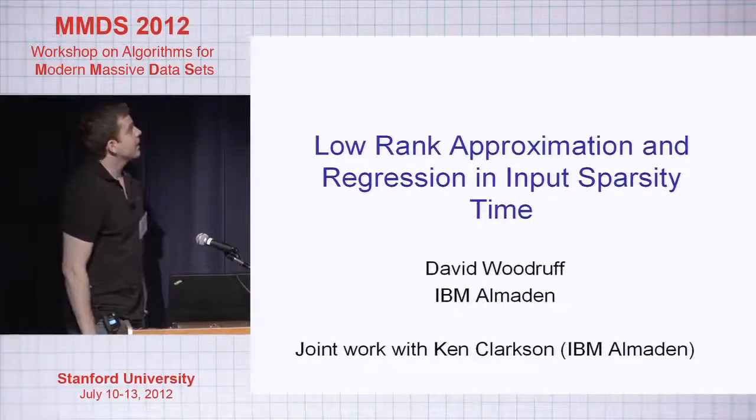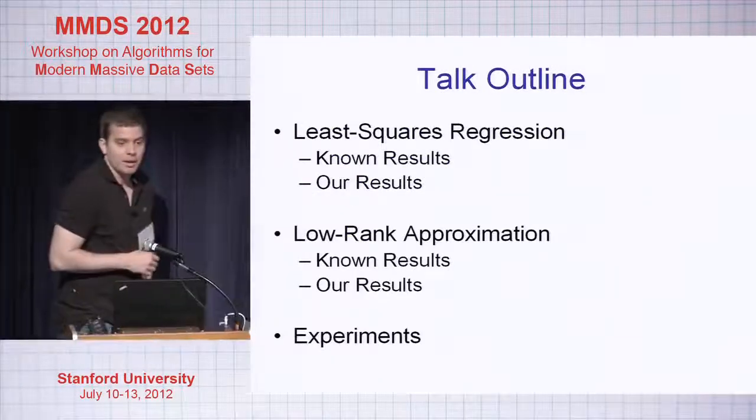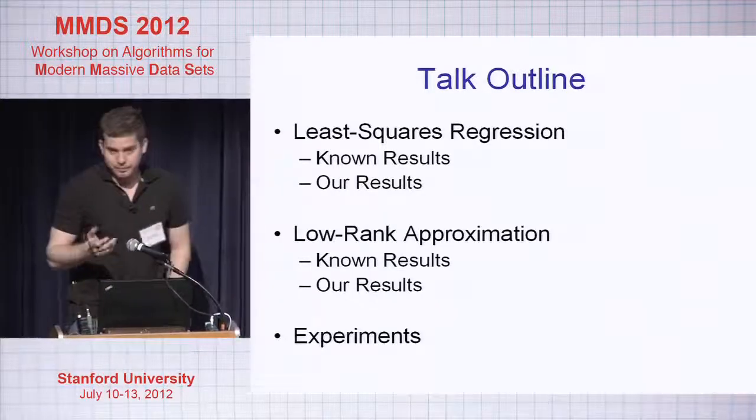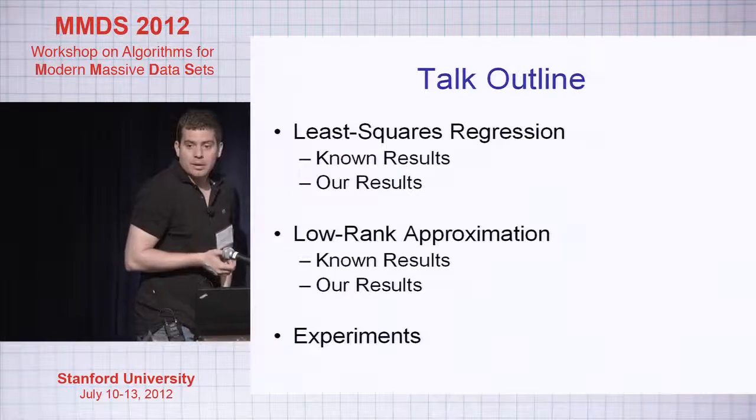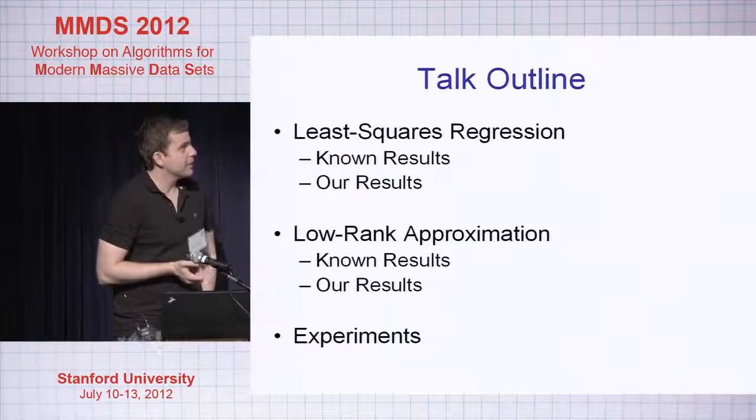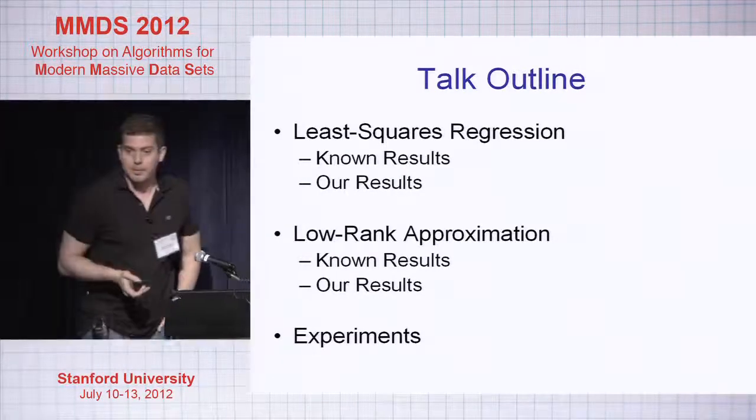The title of my talk is Low Rank Approximation and Regression in Input Sparsity Time. So the outline of the talk is as follows. I'll first go over least squares regression, as Petros did. I'll discuss known results, our results. Then I'll do the same thing for low rank approximation, and I'll discuss some preliminary experiments and conclude.